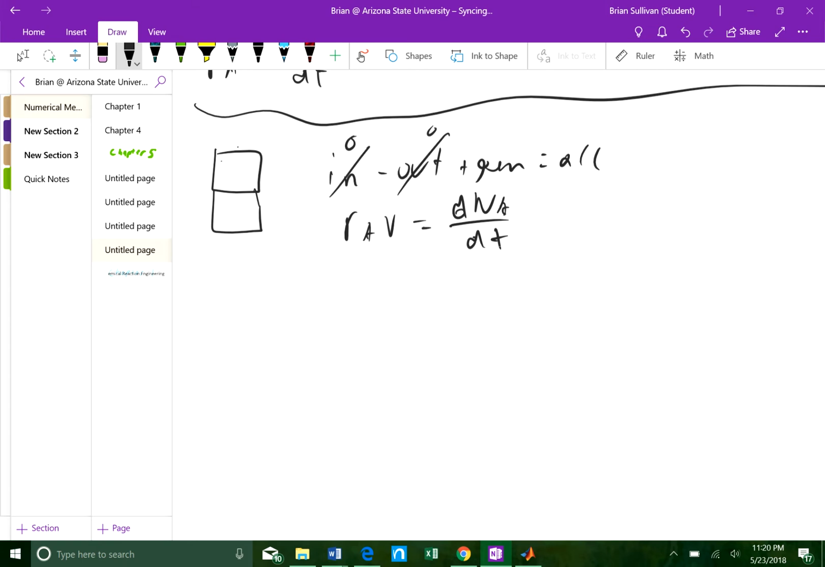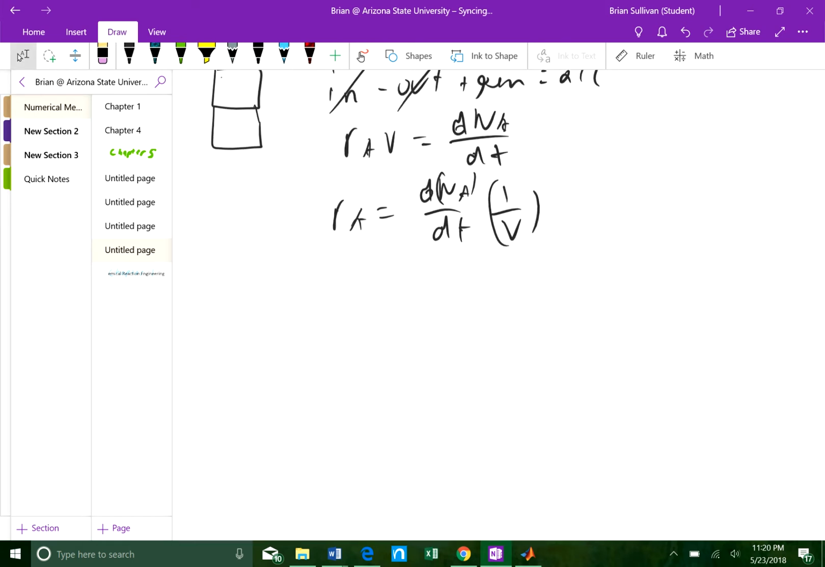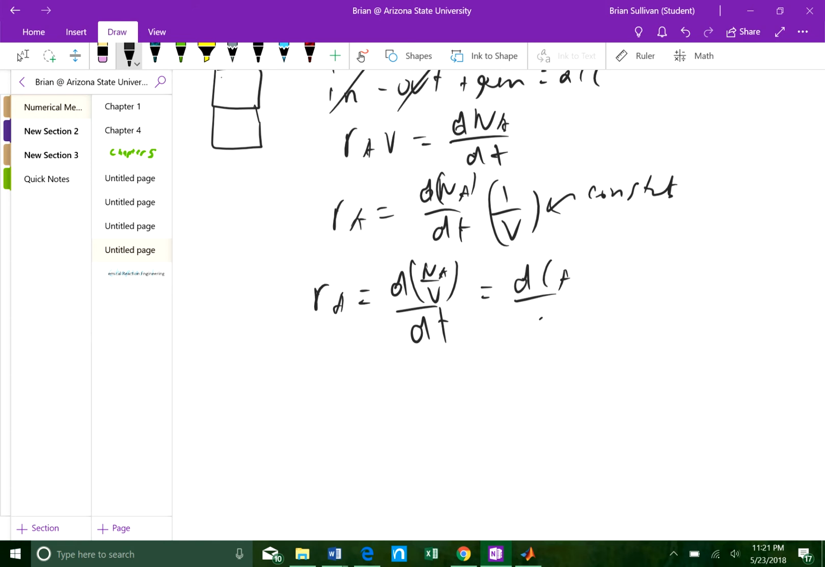So here's what we do. RA is equal to dNA/dt, just like before. Let's divide by V. Now the trick, way back when, was that you could put the V into the derivative because it's constant. So then RA becomes dNA over V, moved into the derivative. So we moved it in, and this can be rewritten as dCA/dt.